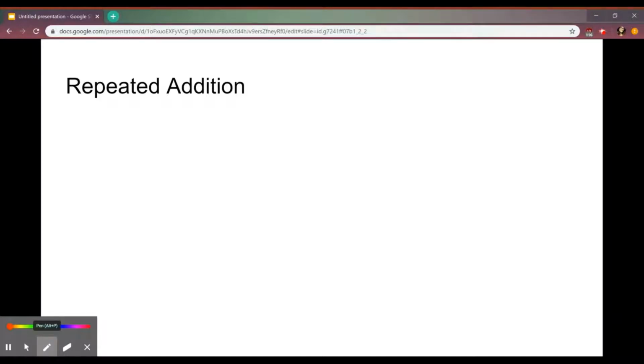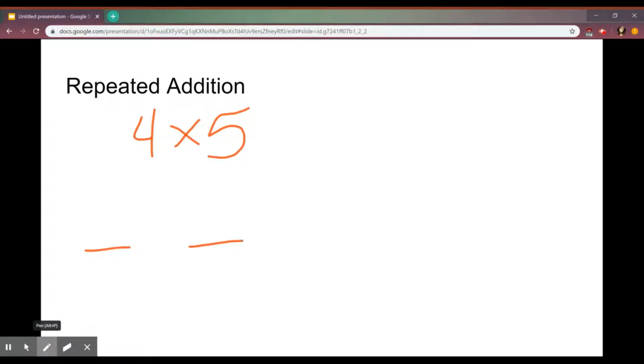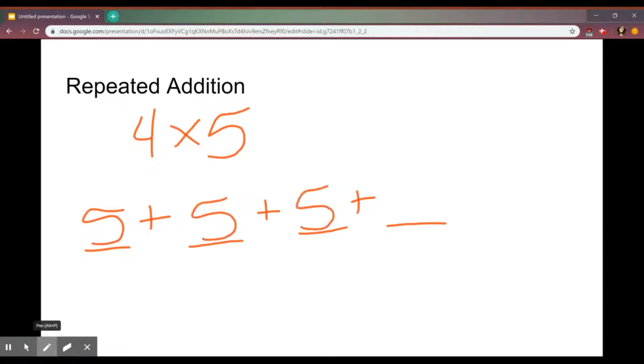I'll do another example just in case. Let's say we had, not 2 times, let's do 4 times 5. If we do repeated addition to solve this one, we would have 4 groups, and we are adding 5 4 times. We would get 5, 10, 15, 20.